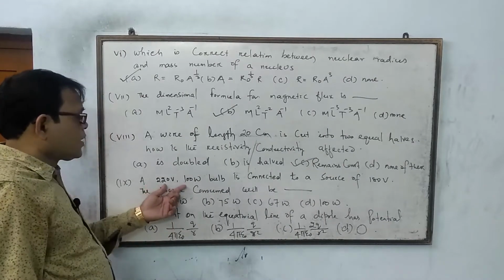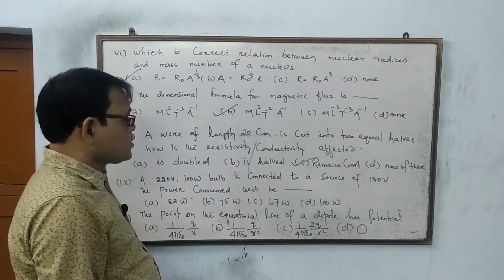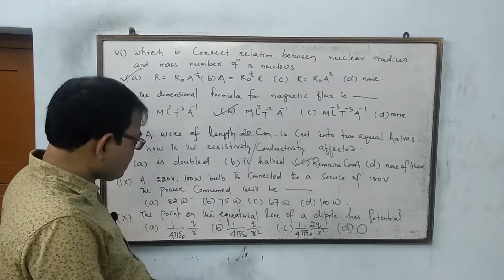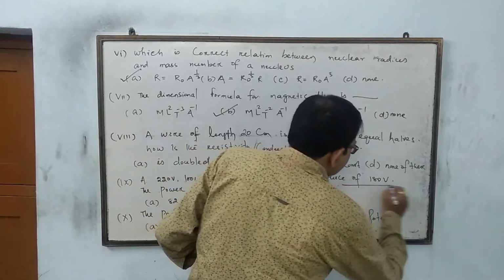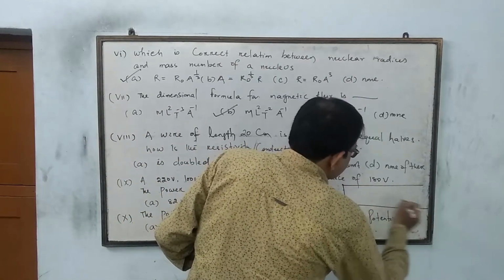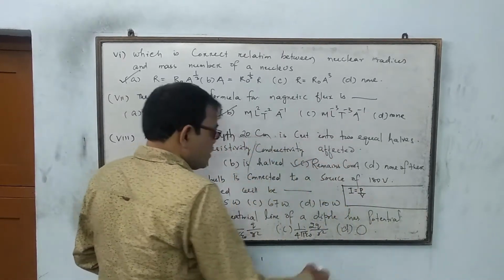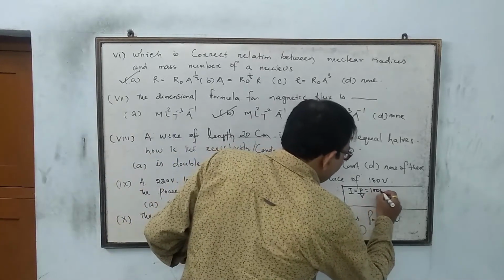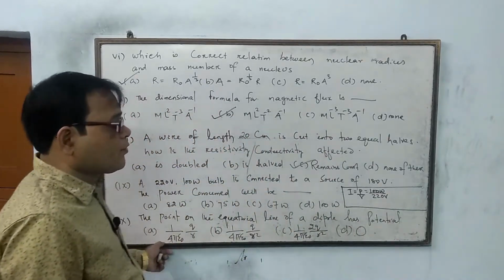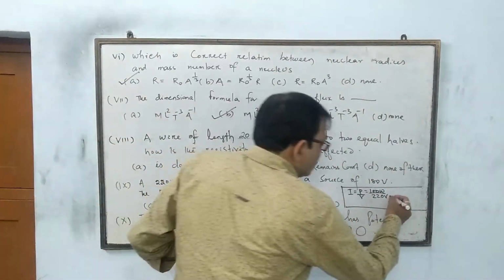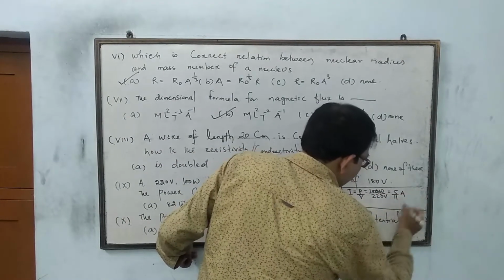Next, a 220 volt and 100 watt bulb is connected to a source of 180 volt, then power consumed will be dash. Yes, a 220 volt and 100 watt bulb, that means how much current can that bulb draw? Yes, I equal to P by V. P is equal to 100 watt divided by 220 volt, that is 5 by 11 ampere current.